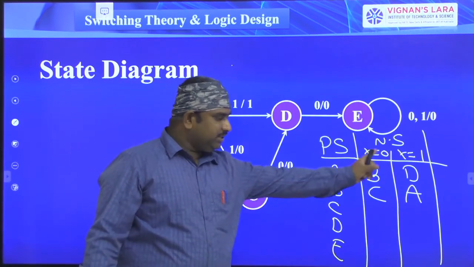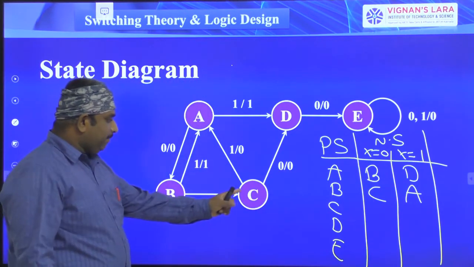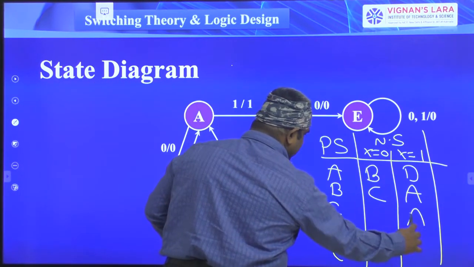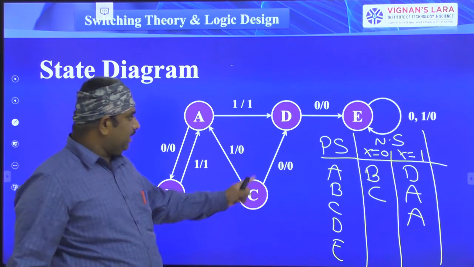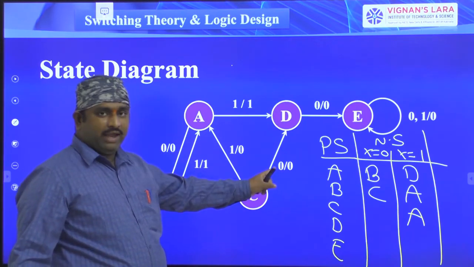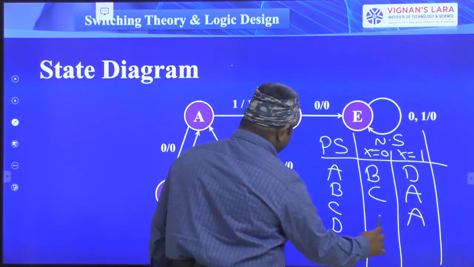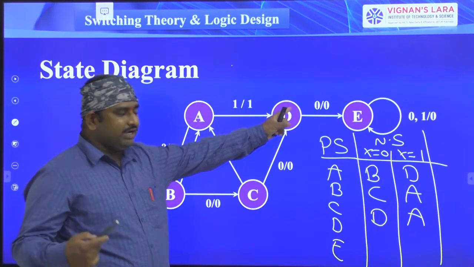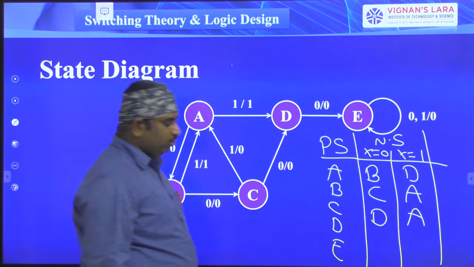These are the present states, these are the next states. Next, present state is C. Next state is A when X is equal to 1. Next, present state is C, next state is D when X is equal to 0. That is D. Next, present state is D. Next state is E when X is equal to 0.